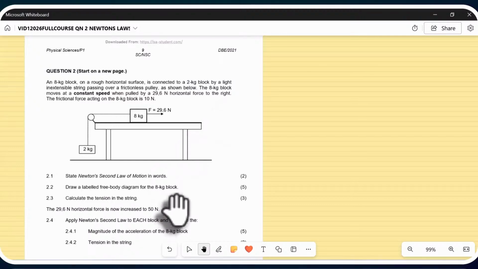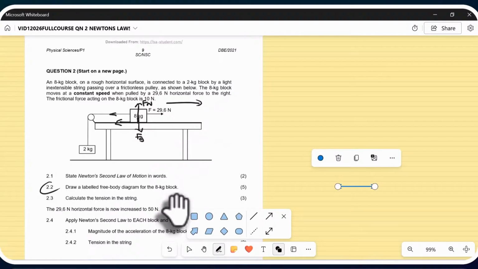Now if you look at our given diagram here, the 8 kilogram block is going in this direction, meaning that the force is pulling this way, and then the tension force is pulling this way, and the frictional force must be opposing the motion. But the 8 kg block has got the weight, that's Fg. Then we also have the normal force because of the surface, so that's F normal. So our free body diagram is going to be like this.